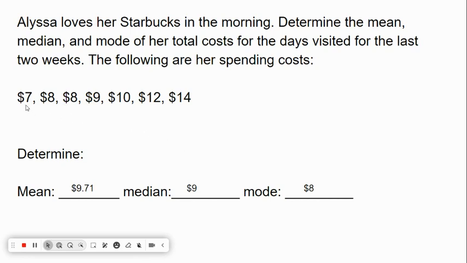And then if we look at this list, you notice that there are 2 8s and everything else only occurs once. So in this case, $8 is your mode.